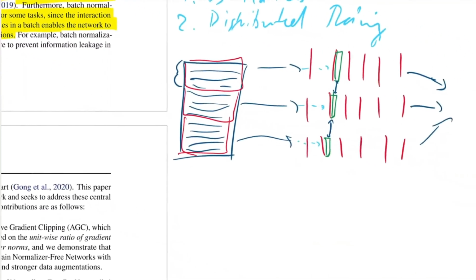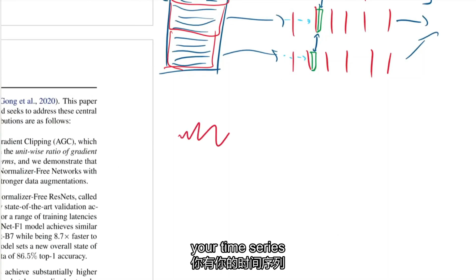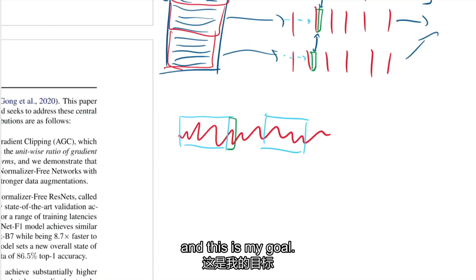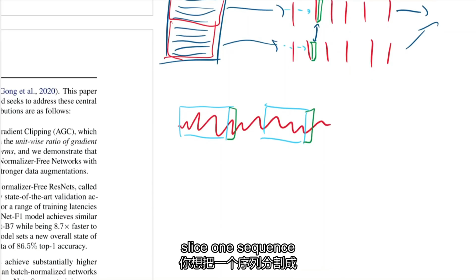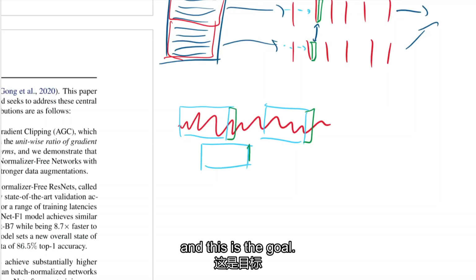So this is, let's say you have a time series prediction, right? And in a time series prediction, you have your time series and you want to make training samples of it. So what you usually do is you say, well, this is my input and this is my goal. And this is my input, and this is my goal. So it's like language modeling if you do that. So you want to slice one sequence into many training samples. So you do overlapping training samples. So like this is the input, and this is the goal.